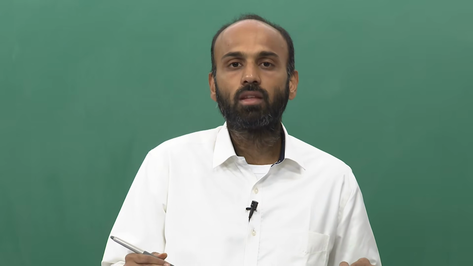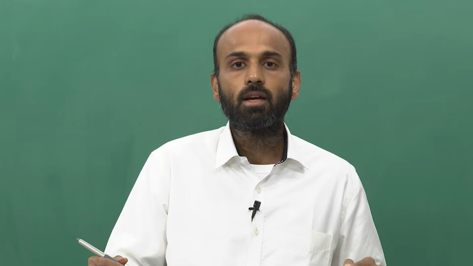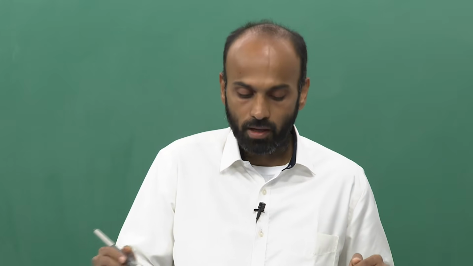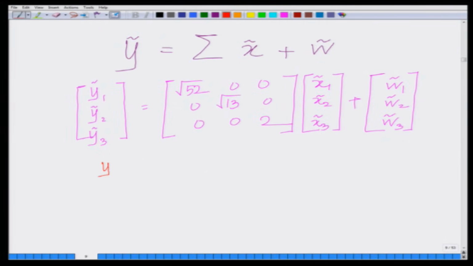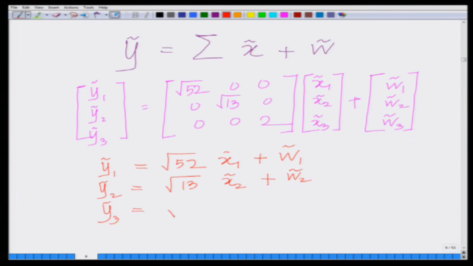And therefore, if you look at this, since sigma is diagonal across each sub channel, I have 3 decoupled channels in this MIMO wireless system. Namely, I can now separate these as y1 tilde equals square root of 52 times x1 tilde plus w1 tilde, y2 tilde equals square root of 13 x2 tilde plus w2 tilde, y3 tilde equals 2 times x3 tilde plus w3 tilde.